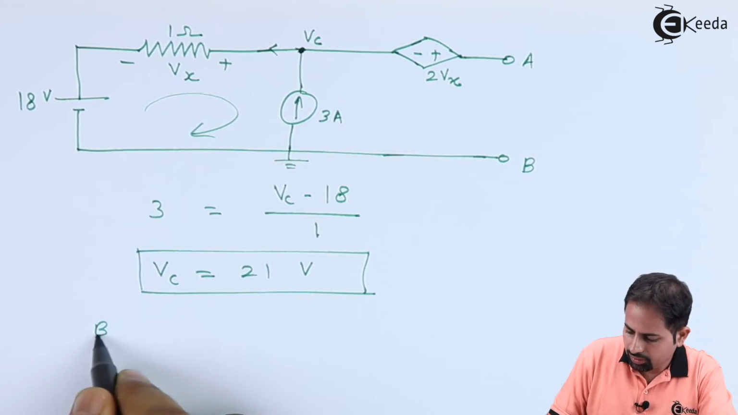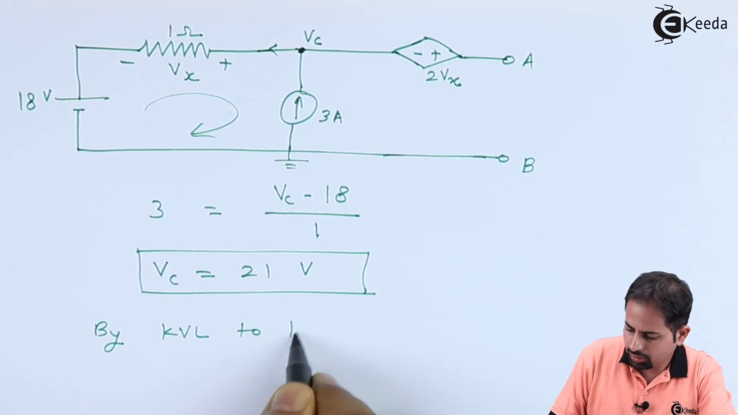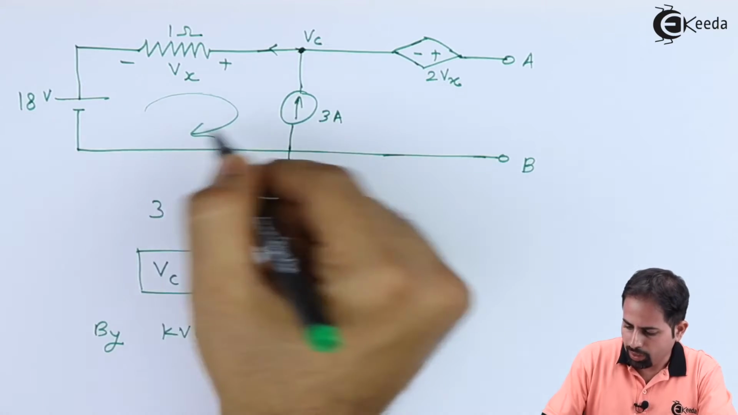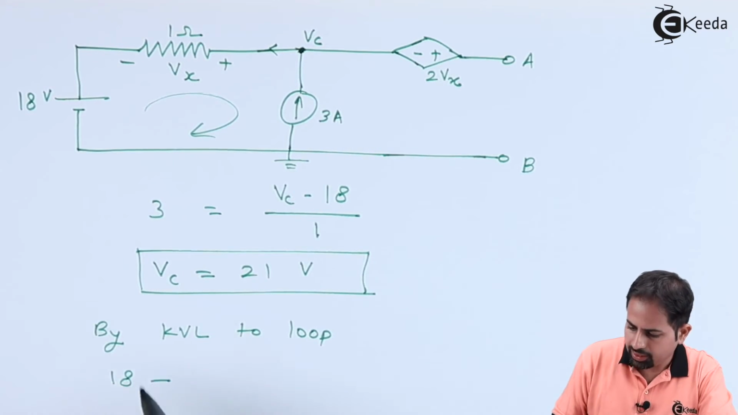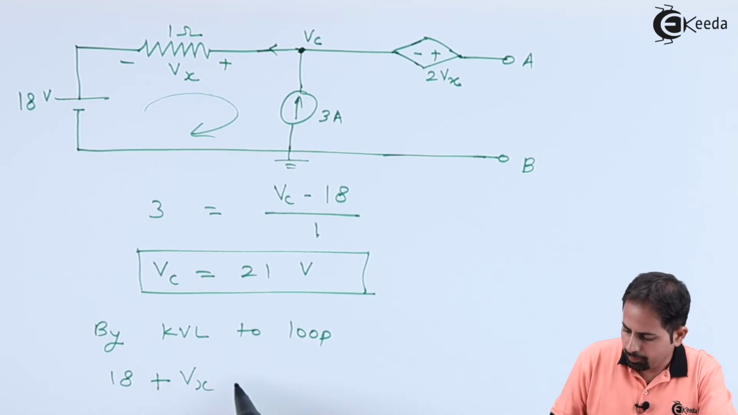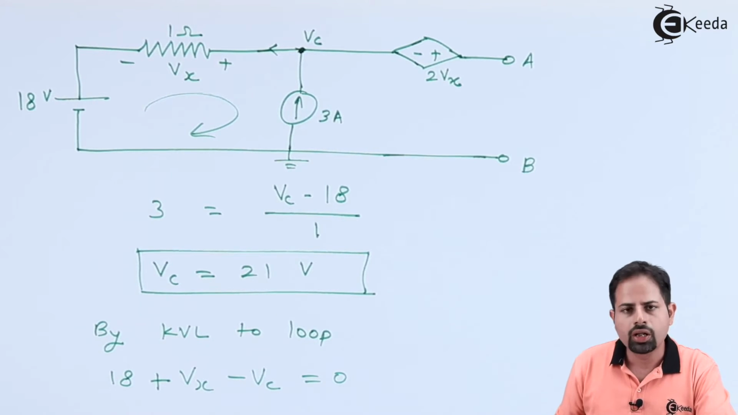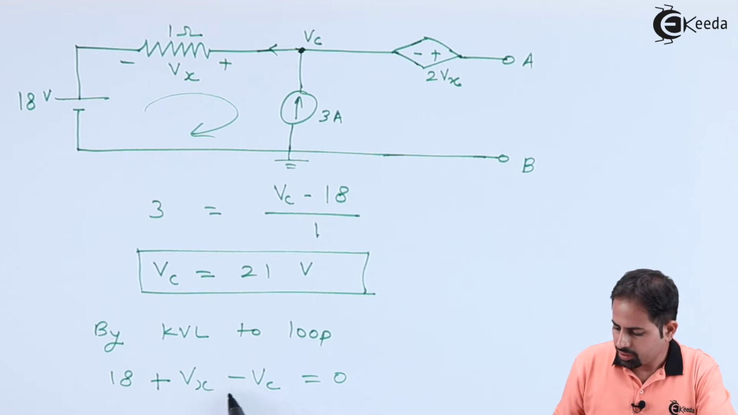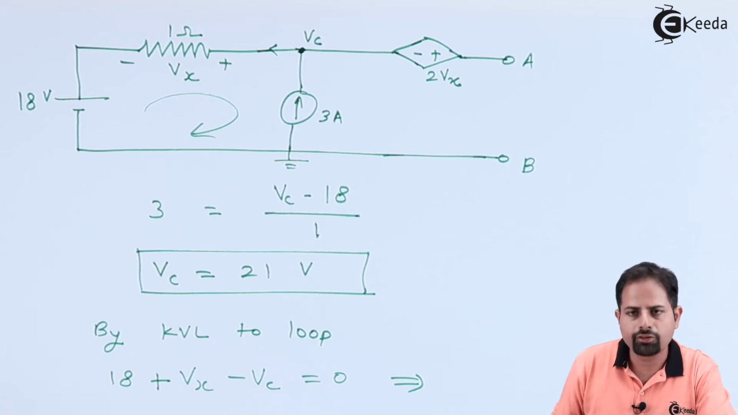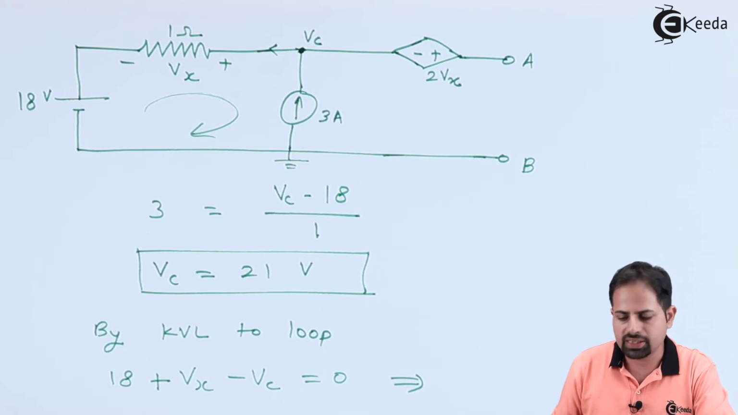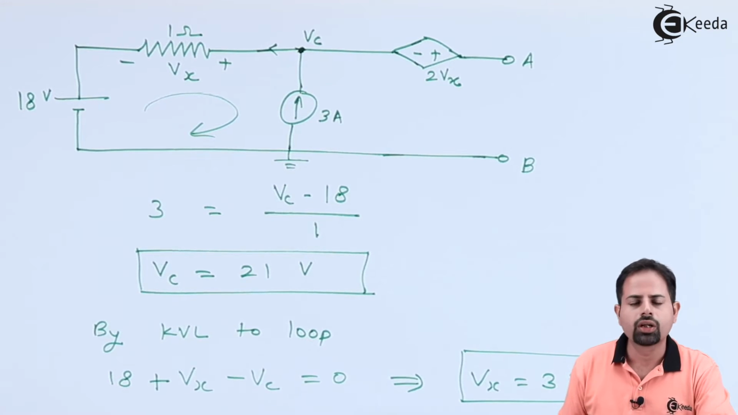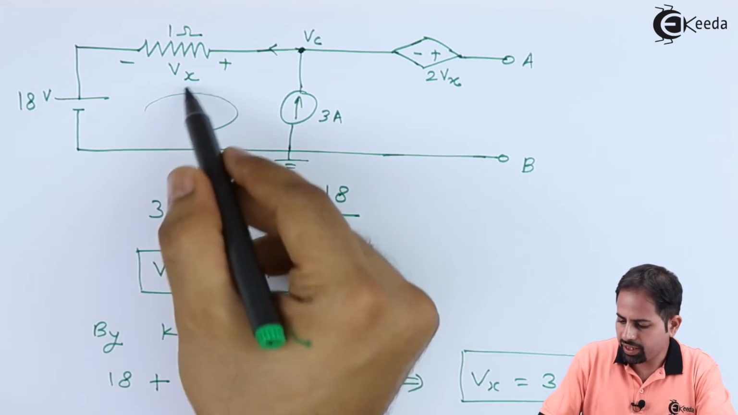So let's apply KVL. There is no point in calling it loop 1 because there is only one loop. By applying KVL to this loop, what we get is 18 minus, it is minus to positive, so it will be plus. So 18 plus Vx minus Vc equal to 0. And then Vc value is 21. So we can write Vx is equal to 18 minus 21, which will be minus 3. And that will go here, it will become plus 3. So Vx will be equal to 3 volts. So the first conclusion that we have got is Vx equal to 3 volts.